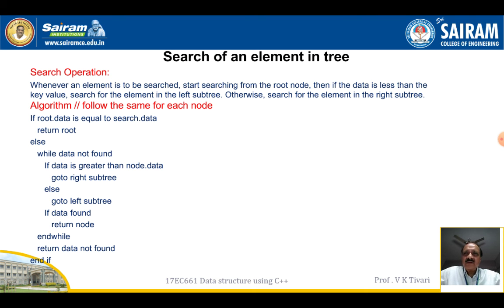What is the algorithm? If the root data is equal to the search data, return root. Else, while the data is not found, if the data is greater than the node data, go to the right subtree. Else, go to the left subtree. If the data is found, return the node. We use a while loop for this, and return data not found, and an if statement.